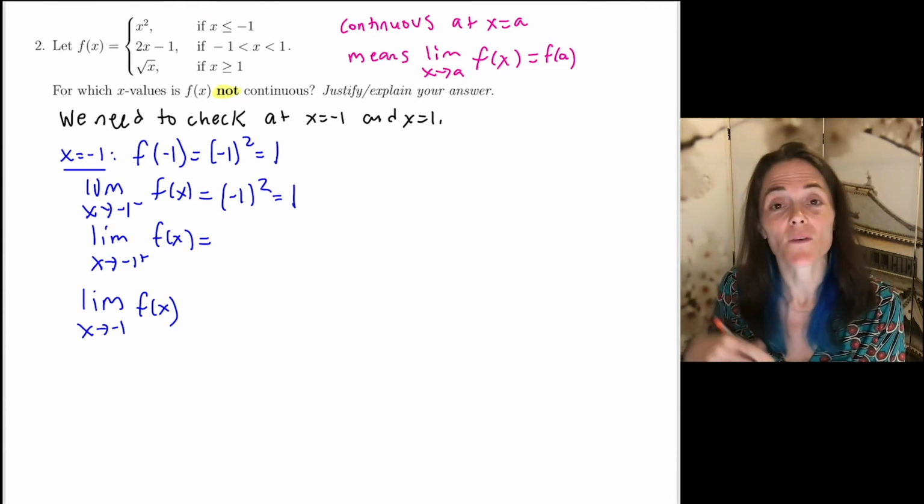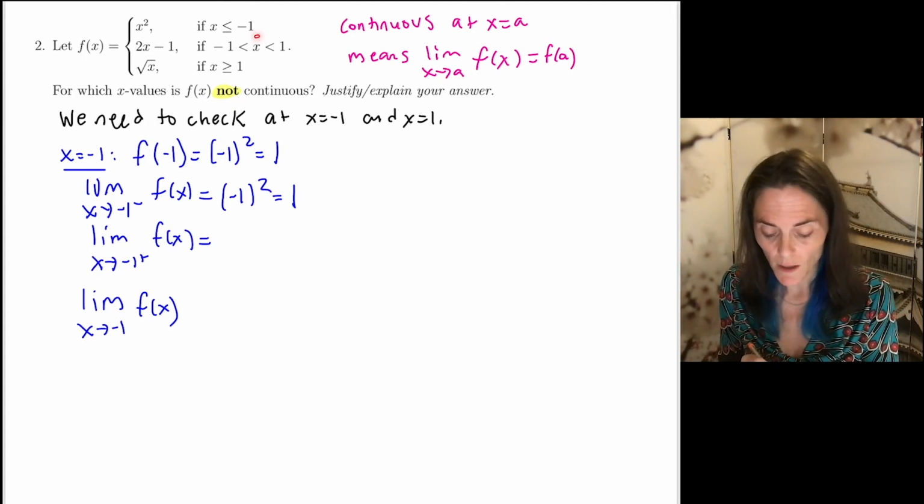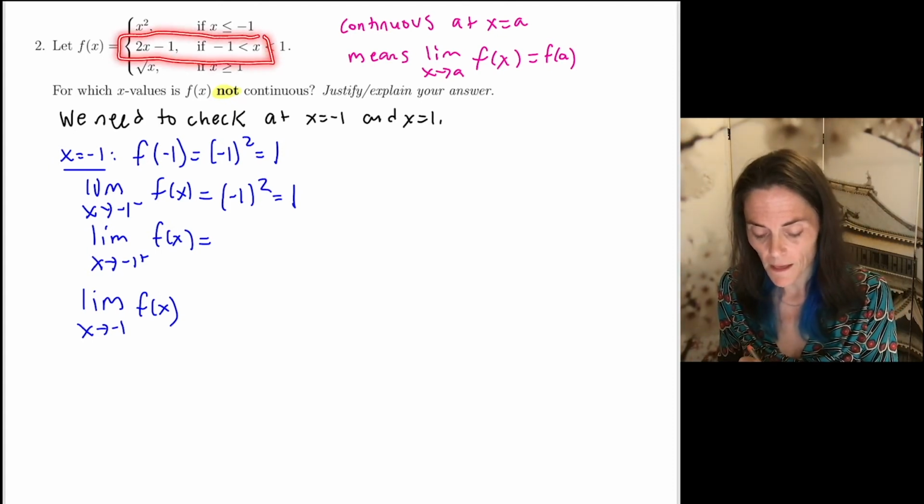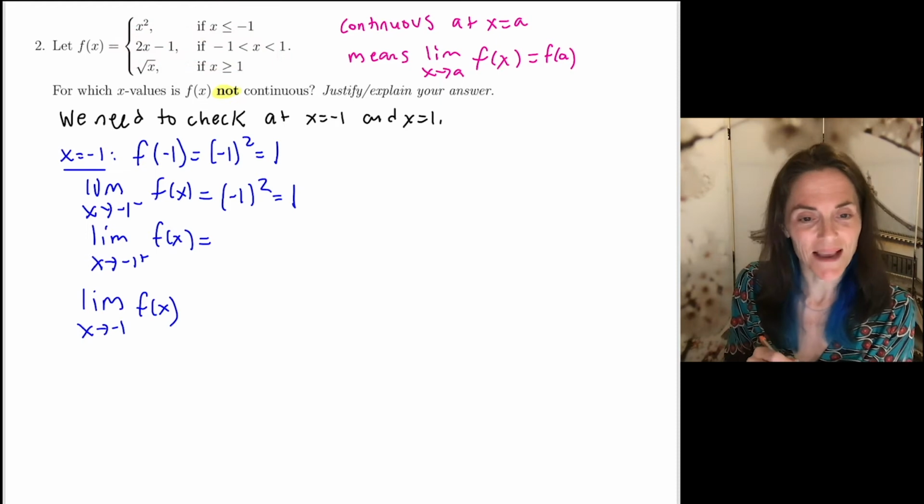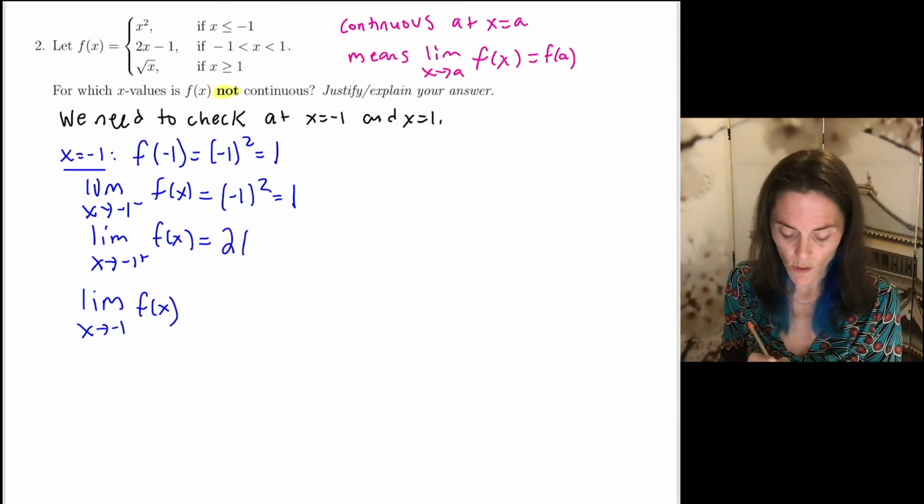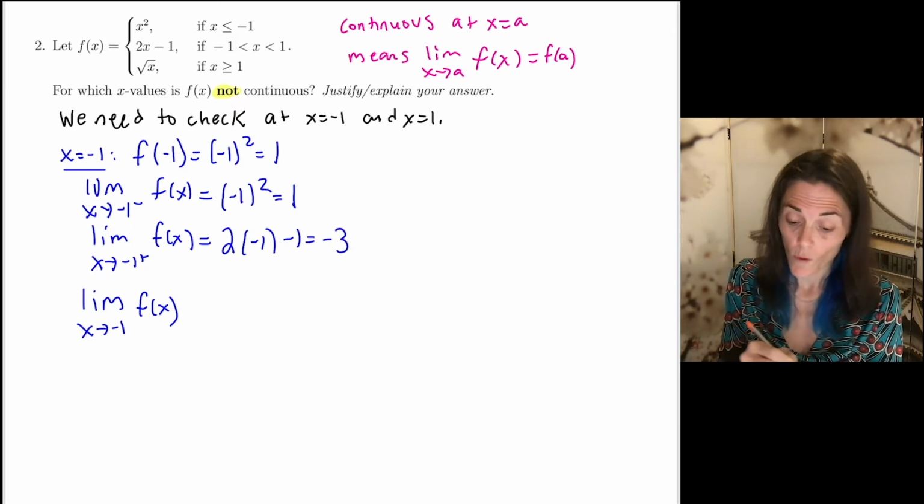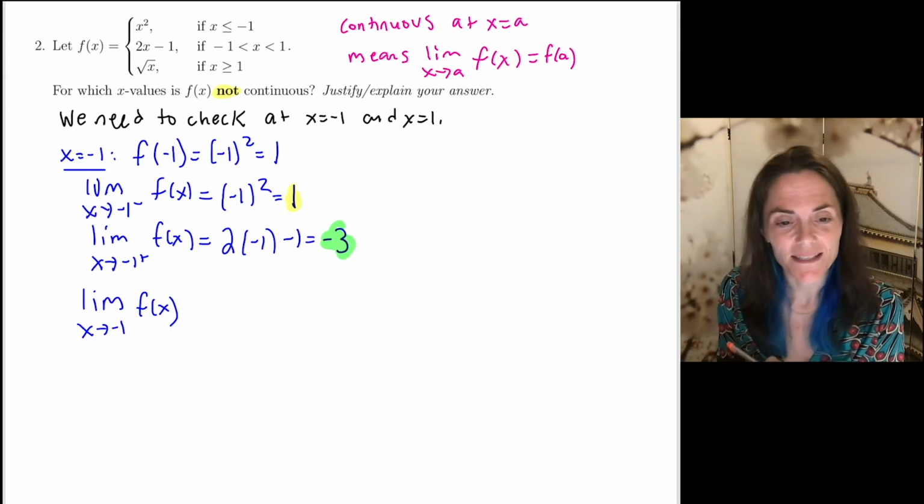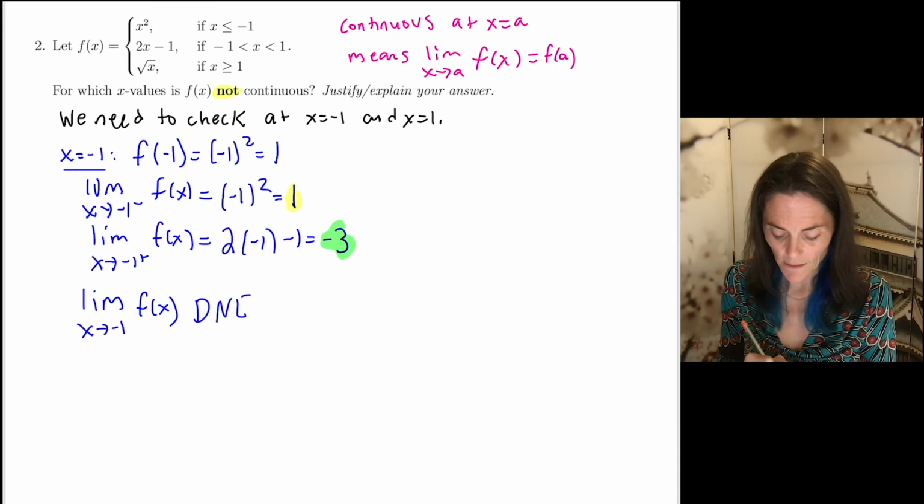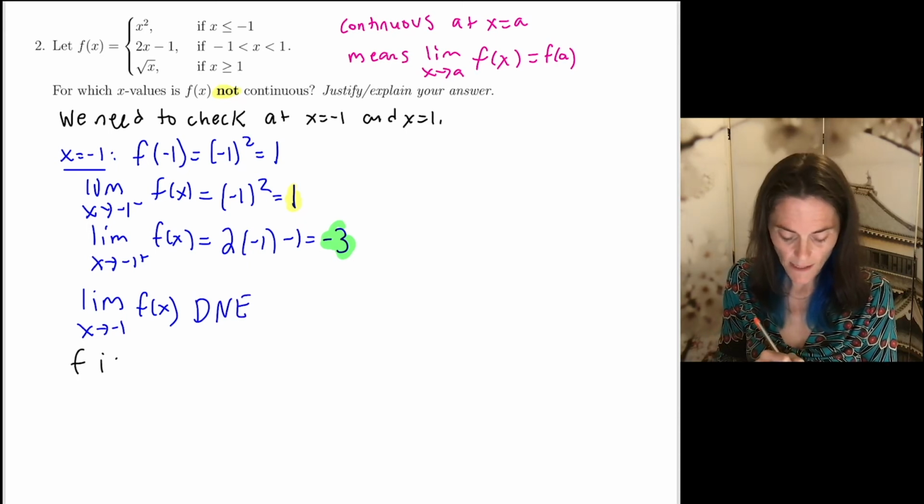Coming from the right, we use values bigger than minus 1 and approaching. And this would be here. So to get the limit from the right, we just evaluate 2x minus 1 at negative 1. We get 2 times minus 1, which is negative 3. Well, you see, here's the limit from the left, here's the limit from the right, and these are not equal. So the overall limit does not exist. Immediately, we know that f is not continuous at x equals minus 1 because the limit does not exist.